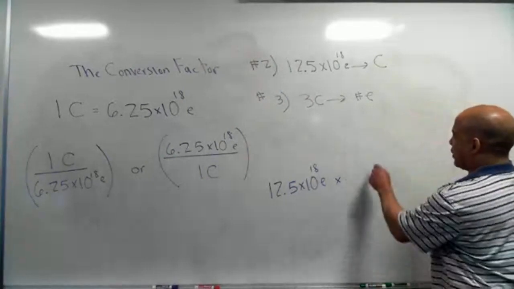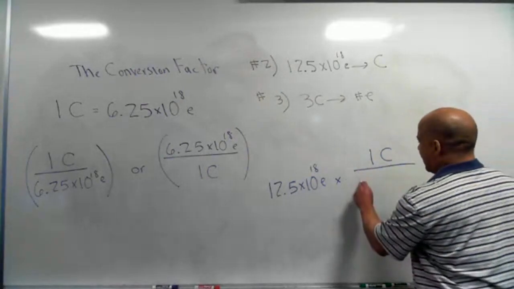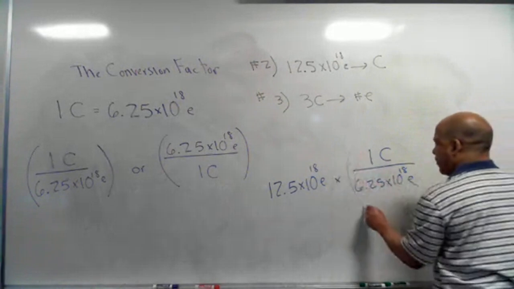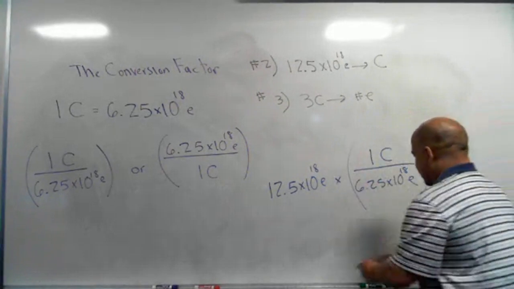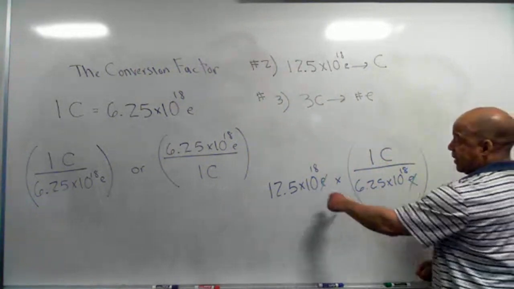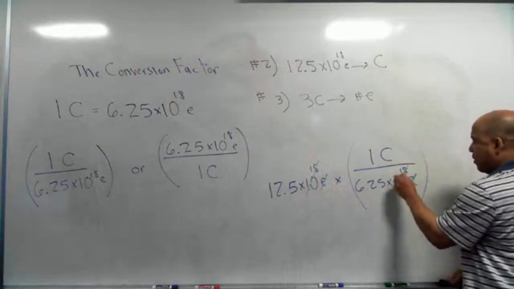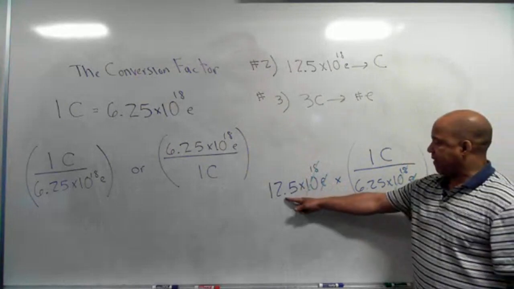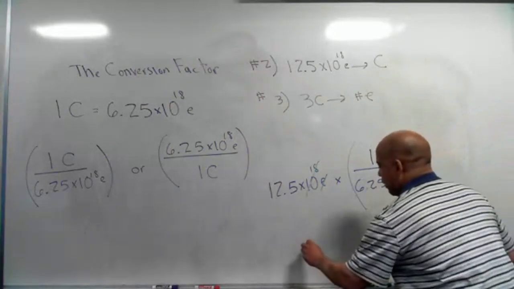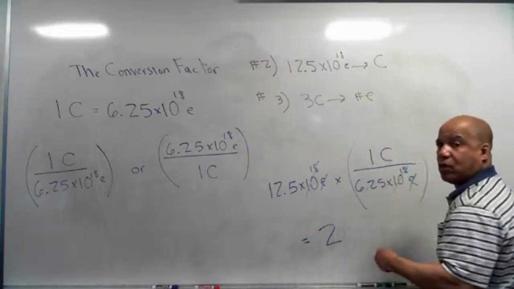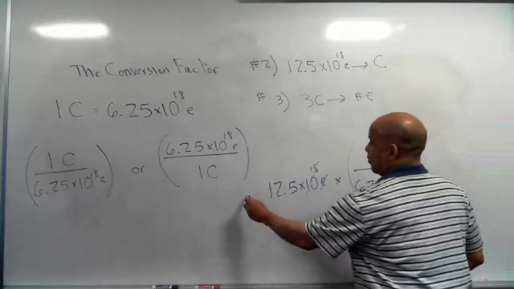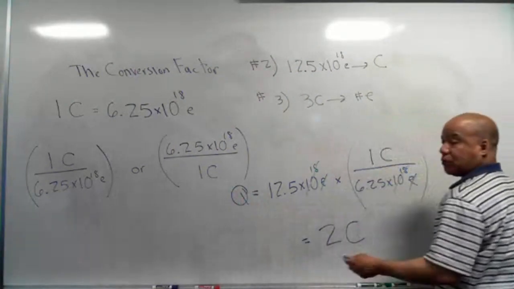So what I really want to write is 1 coulomb is the same as 6.25 times 10 to the 18th electrons. Now I know I have the right one because that E is going to cancel with that E. In fact, that 10 to the 18th is going to cancel with that one. What I'm really doing is taking 12.5 and dividing it by 6.25. If I do the math, this is going to equal what? 2 coulombs. So my charge Q equals 2 coulombs.